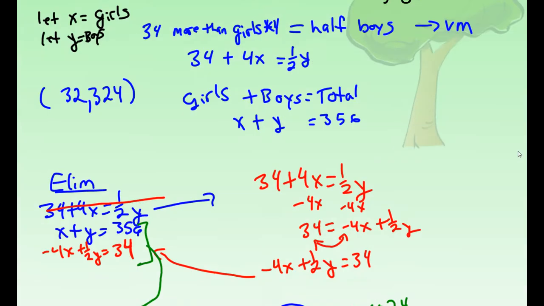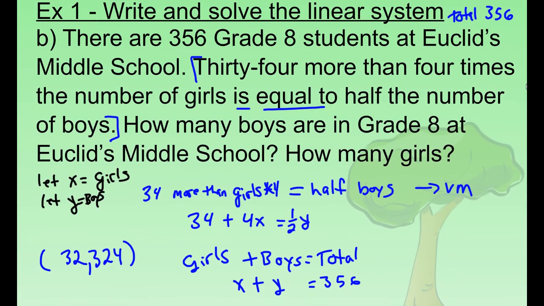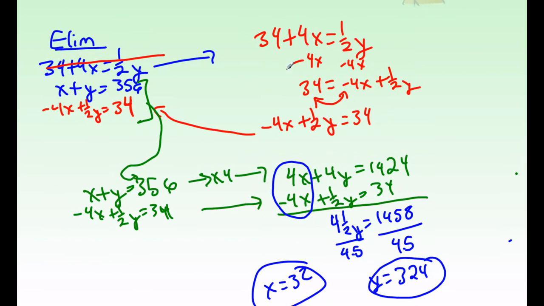So honestly, I think the substitution method was the way to go there. Elimination method took some extra steps and some finagling and working around before we were able to eliminate. I mean, look, 1, 2, 3 steps even before we could eliminate and then solve.